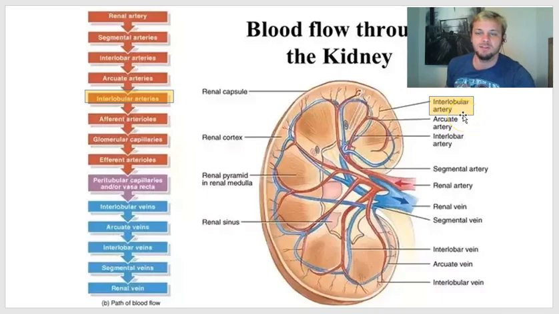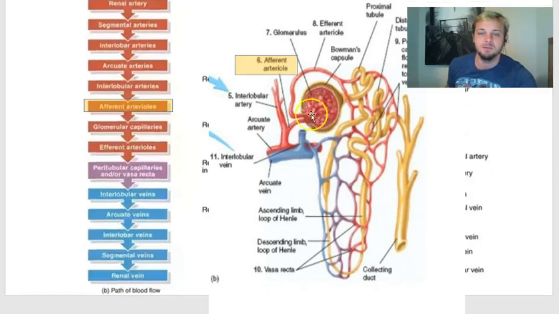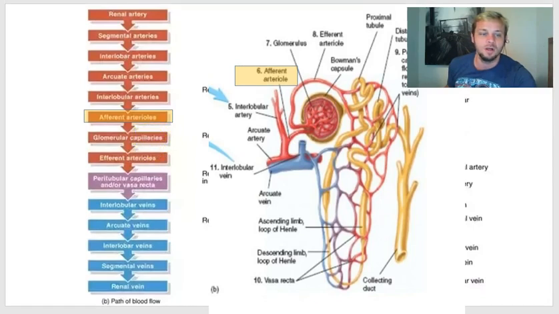Now, the next one is your afferent arteriole, and you don't see it on this kidney. You have to go in really small. You have to go to the nephron to see this afferent arteriole. And here is your interlobular, right here, this really short one. Here's your arcuate, interlobular, and then off of that interlobular, your afferent comes off. And that afferent then comes here into the glomerular capsule.